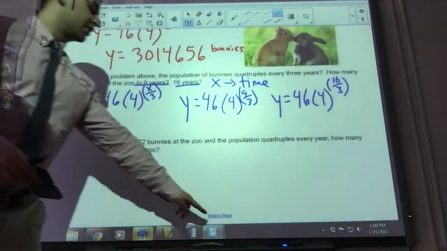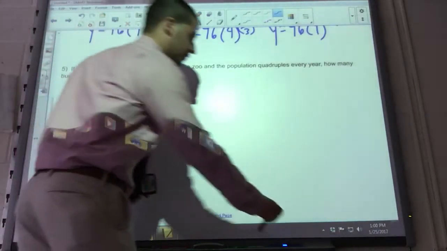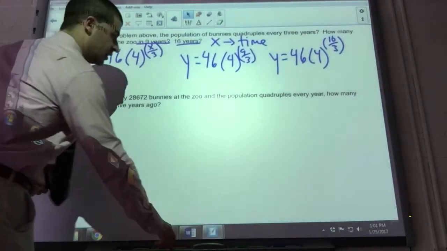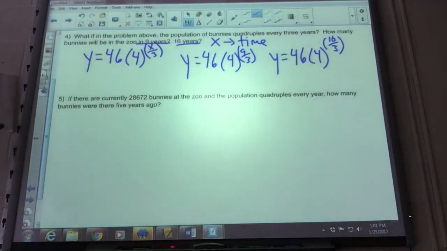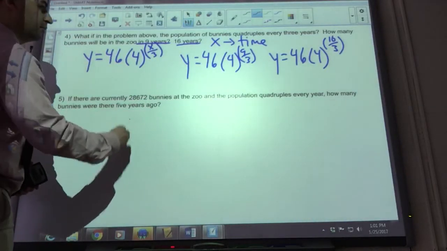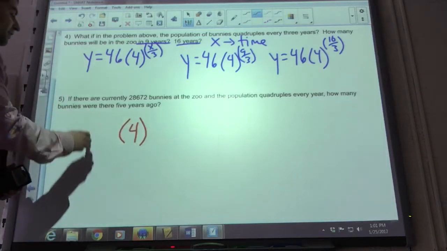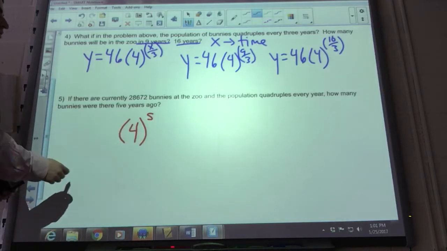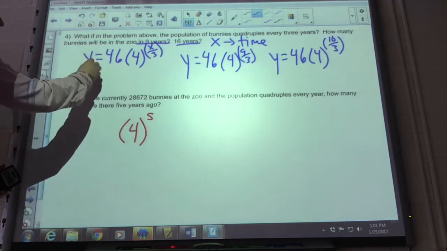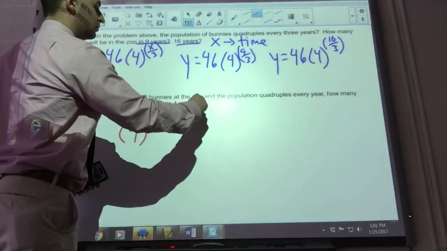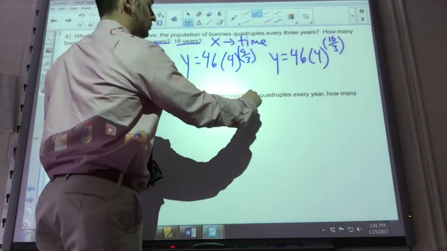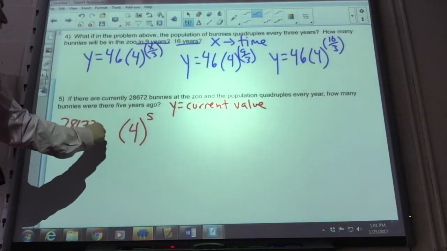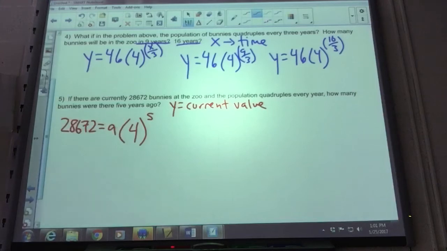In number 5, we're going to talk about solving a problem in a slightly different way than what we have in the past. In this problem, we have the current amount of bunnies. We know that they still quadruple every year, and we're trying to figure out how many there were 5 years ago. So our time is still 5. We still have quadruples. We currently have, y is our current value. So we're going to plug in the 28,672 for y, and we're going to solve for a.